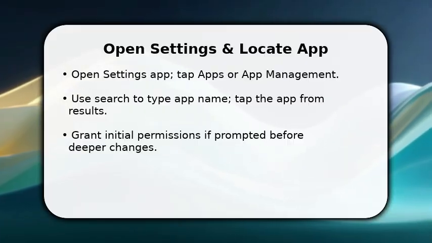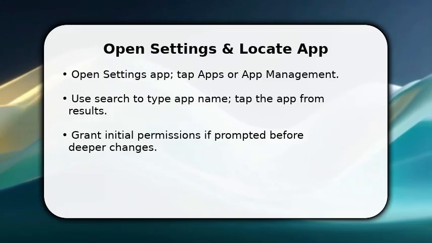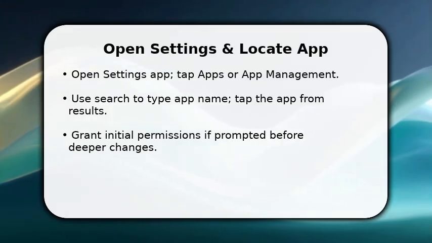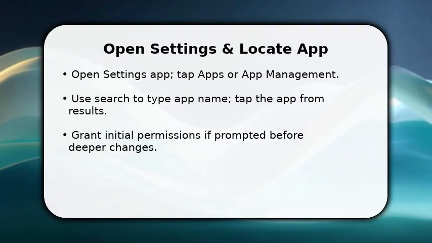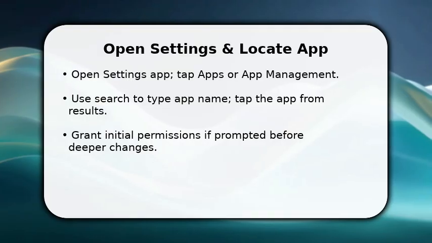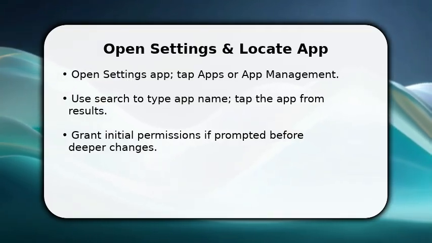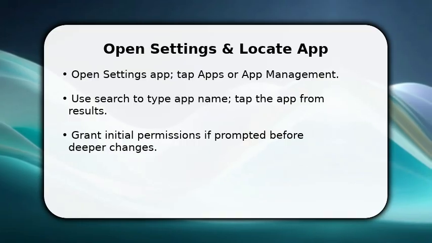You start by opening Settings and finding the app immediately. This saves time. Tap Apps or App Management, then use the search field to type the app name and select it. Once done, glance at top-level toggles like notifications and permissions so you know what's already enabled.